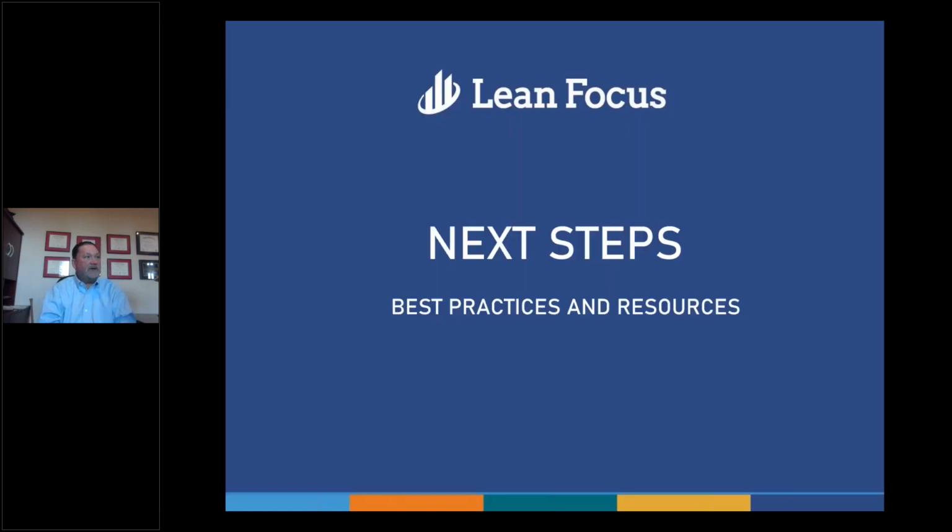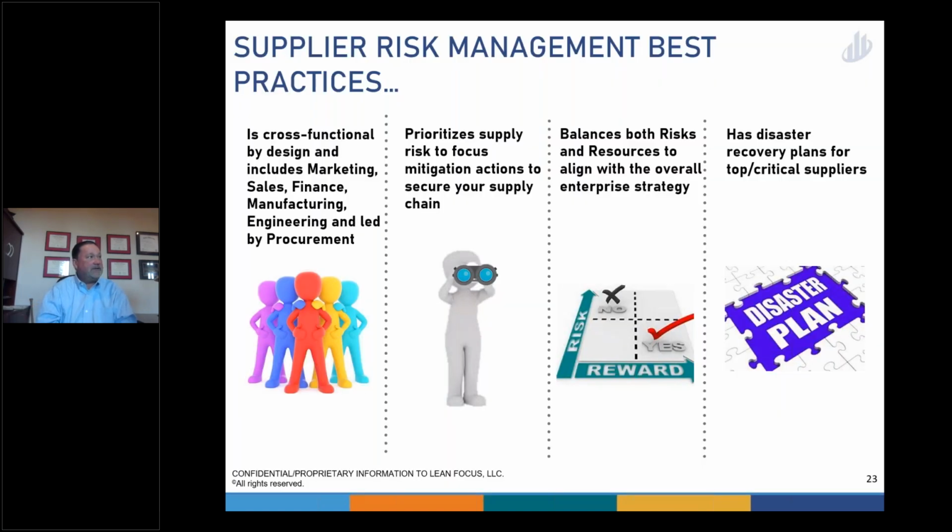So when we think about some of the next steps and what the best practices and resources are, as I mentioned before, and I've said it several times, a cross-functional team really helps, including your marketing, sales, finance, manufacturing, engineering, and leading that effort is procurement. And it's so important because, as we talked about before, having your entire organization understand the risk and support procurement in either finding new sources or justifying the mitigation is critical. Having it prioritized is really critical because you can't do everything.